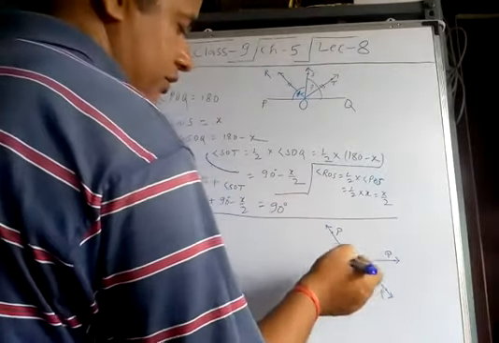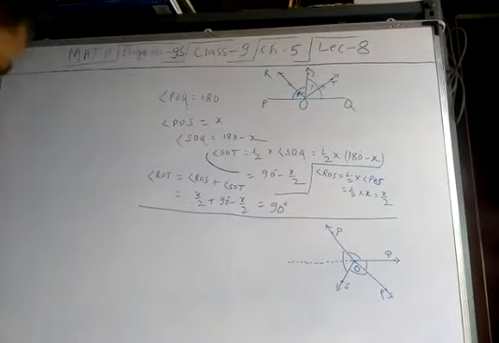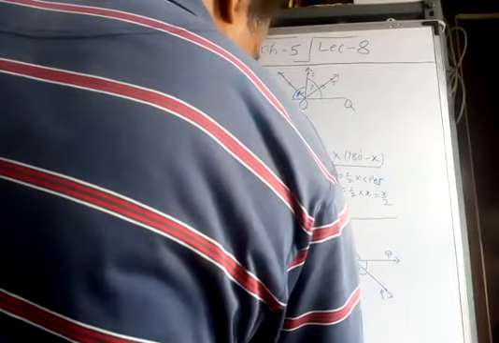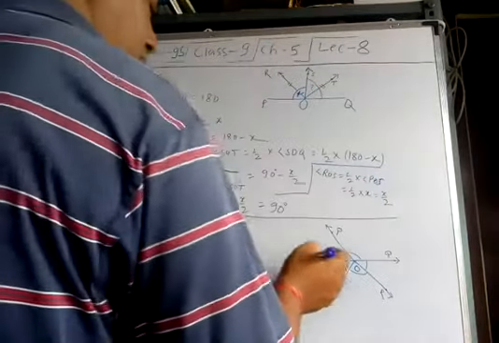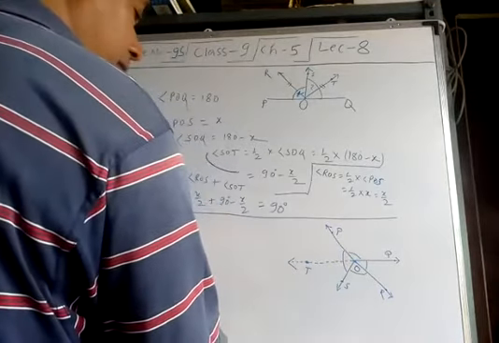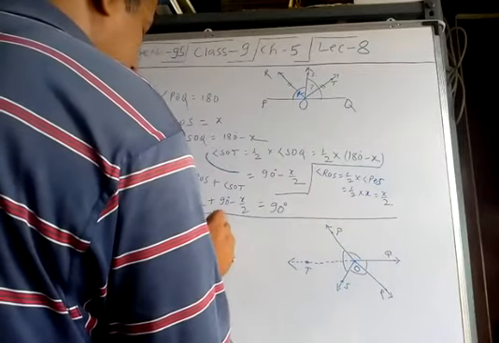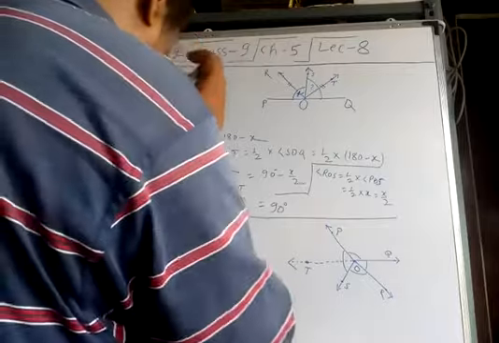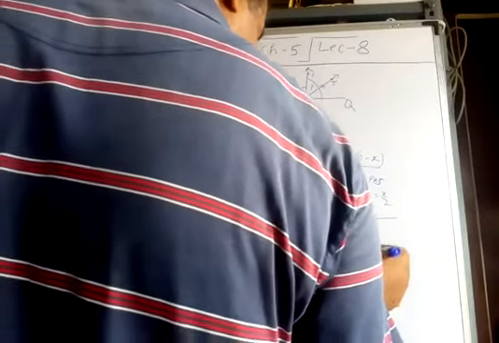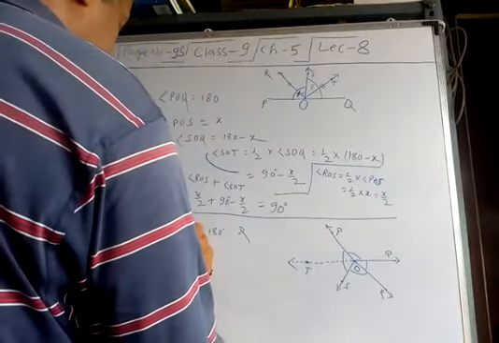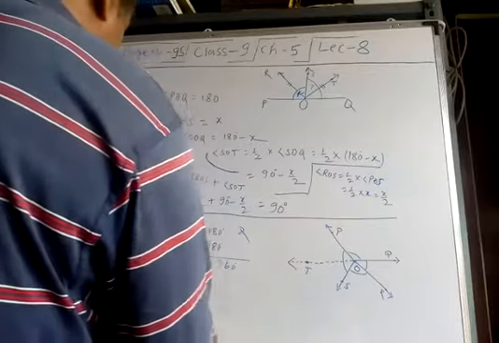So first we will put one construction. We will extend the OQ here in a straight way and say this ray is T. Now angle TOQ is equal to 180 degrees because a straight line is there, and again upside it is TOQ, equal to 180 degrees, that is 360 degrees.